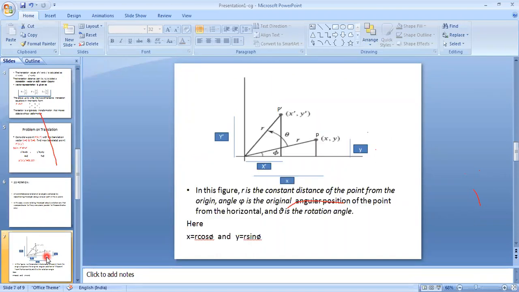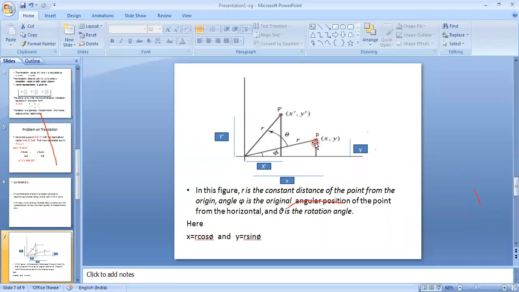Now my second phenomenon is rotation. In this rotation, what I am interested in is this: my object p is here, that is my point p. I need not move my point p from here to here. Instead, my point p is here and I need to rotate this object from here to here. This is rotation. I am rotating, I am not translating it.